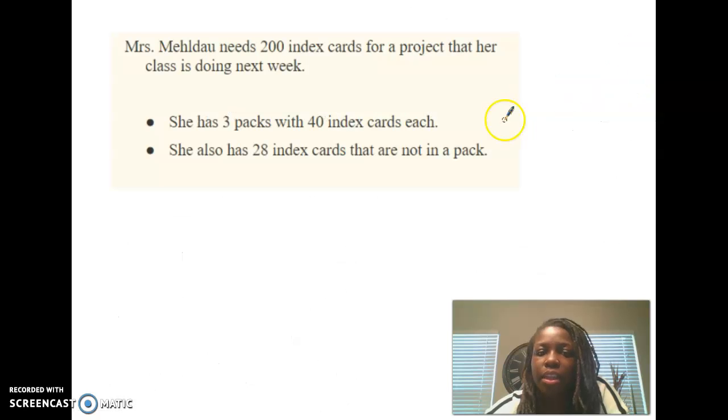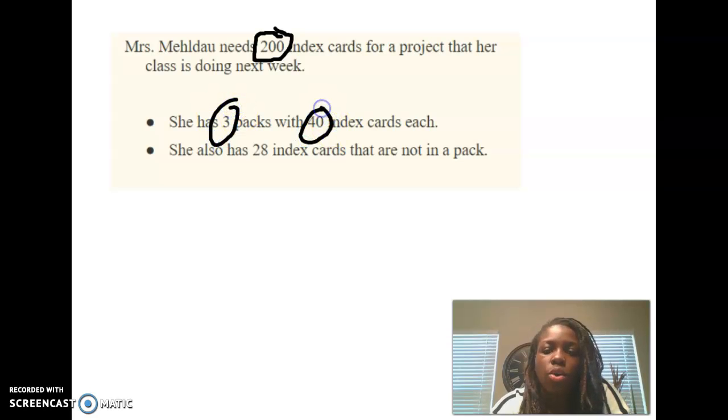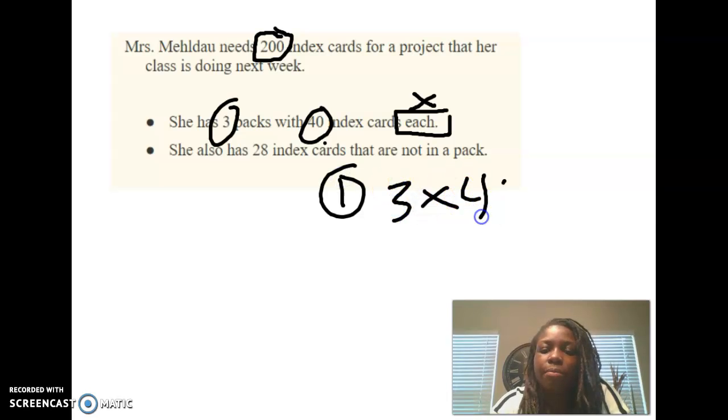All right, last one. Miss Meldal needs 200 index cards for a project. So I know she needs 200. So I'm going to start with 200. Can't do anything with that right now, right? So let's go to the next bullet. She has 3 packs with 40 index cards in each. Ooh, I see my numbers, and then each means to multiply. So 3 packs with 40 index cards in each. So my first step, I know I'm doing 3 times 40.